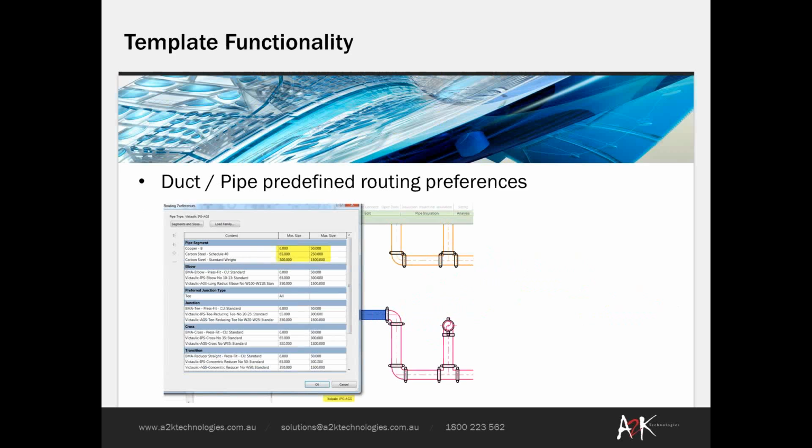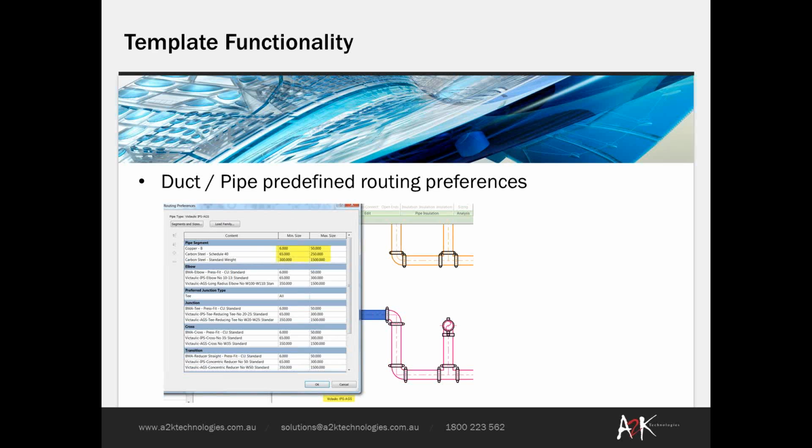So just a couple more slides to demonstrate some of the functionality that is in the template. So the duct and the pipe routing preferences particularly have had a lot of attention of late, and so we've defined a whole bunch of duct and pipe types with very specific routing preferences in there that will match what is being used in the industry today, particularly with the Victaulic pipe types, which is what this example on the screen here is.